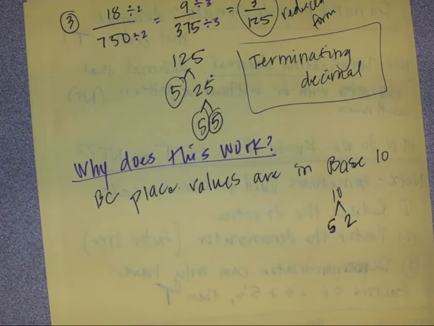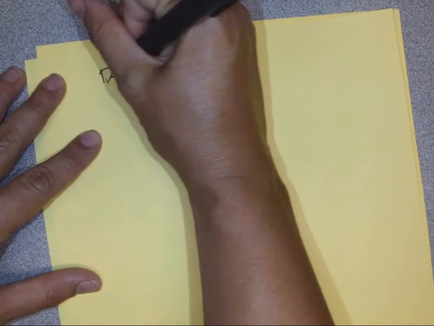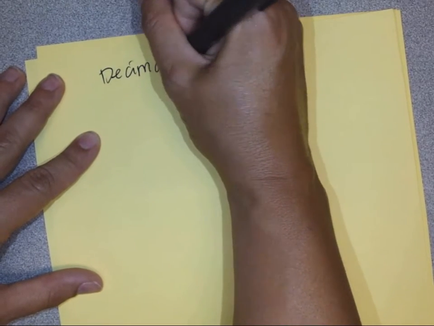Okay, so the next thing we are going to talk about is going in the other direction. Okay, so this was all how to go from a fraction to a decimal. Now let's go the opposite way. Now let's go from a decimal to a fraction.